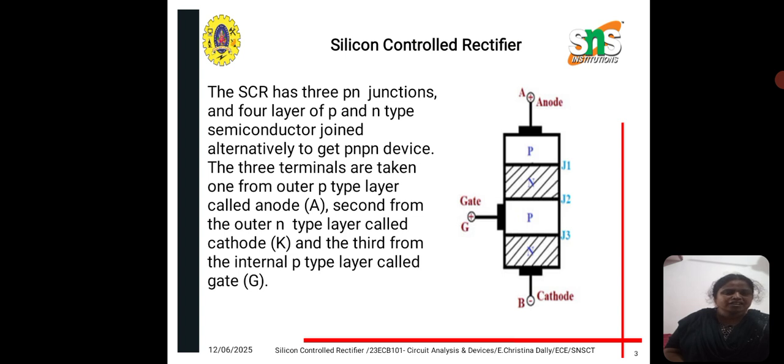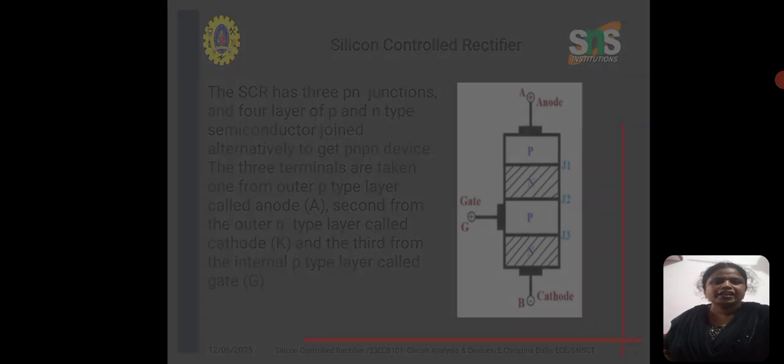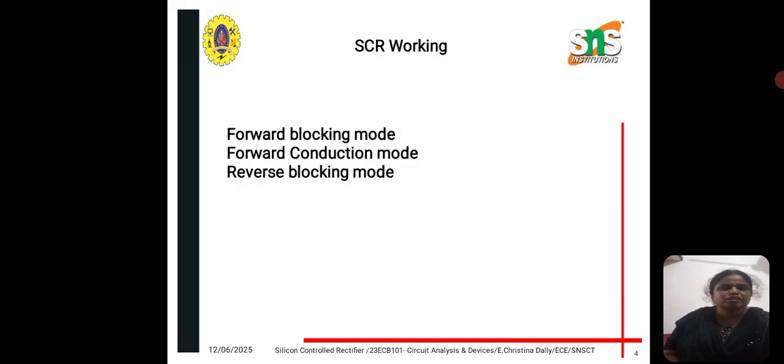Where the first P and N layers are connected, that region is said to be J1. Again, N type and P type get connected, that region is termed J2. Again, P type and N type have been connected, that is termed junction J3. Along with that we are having the three terminals, that is anode, cathode, and the gate. The gate is used to perform the operations.